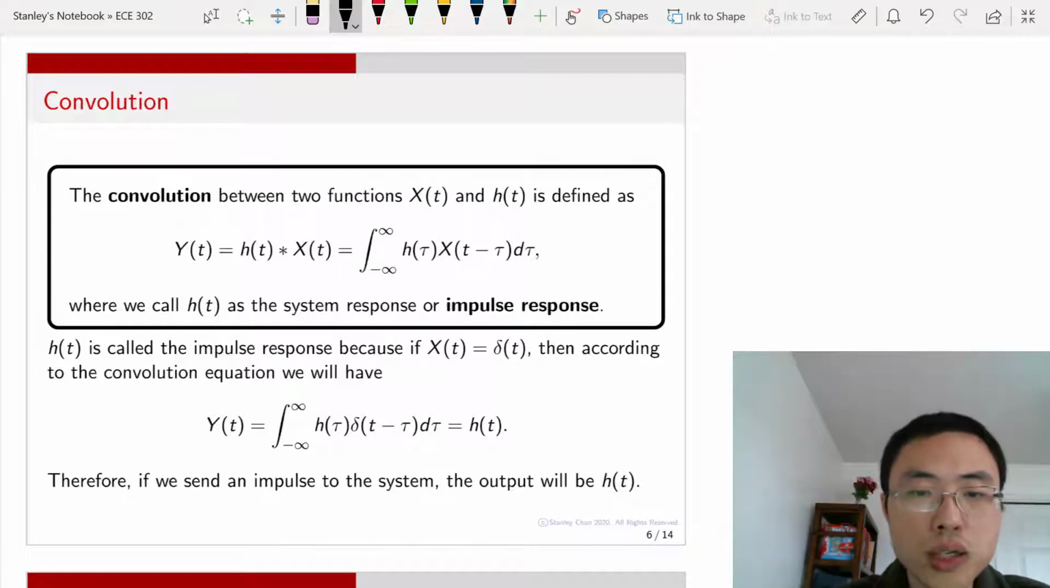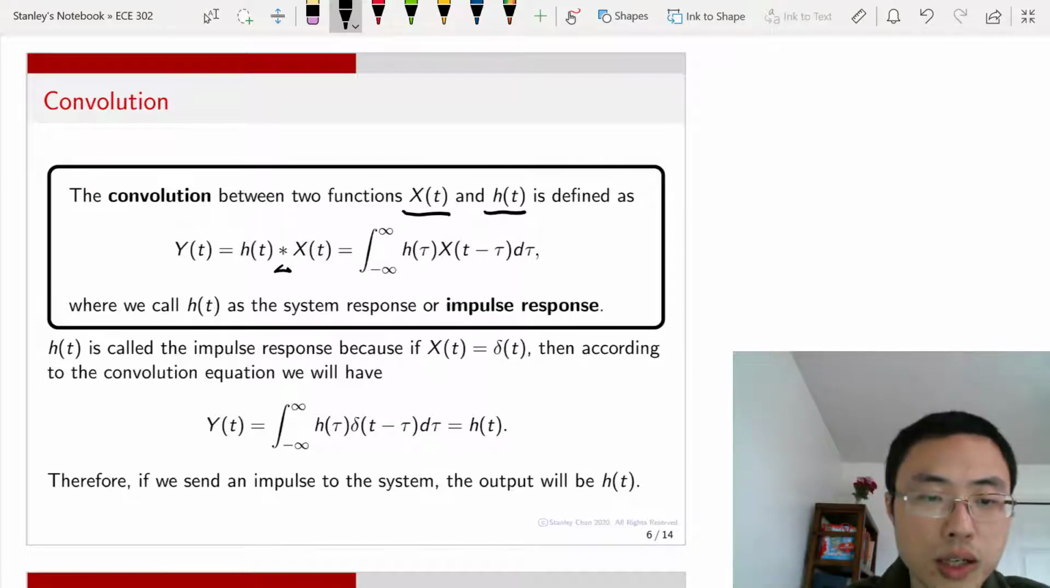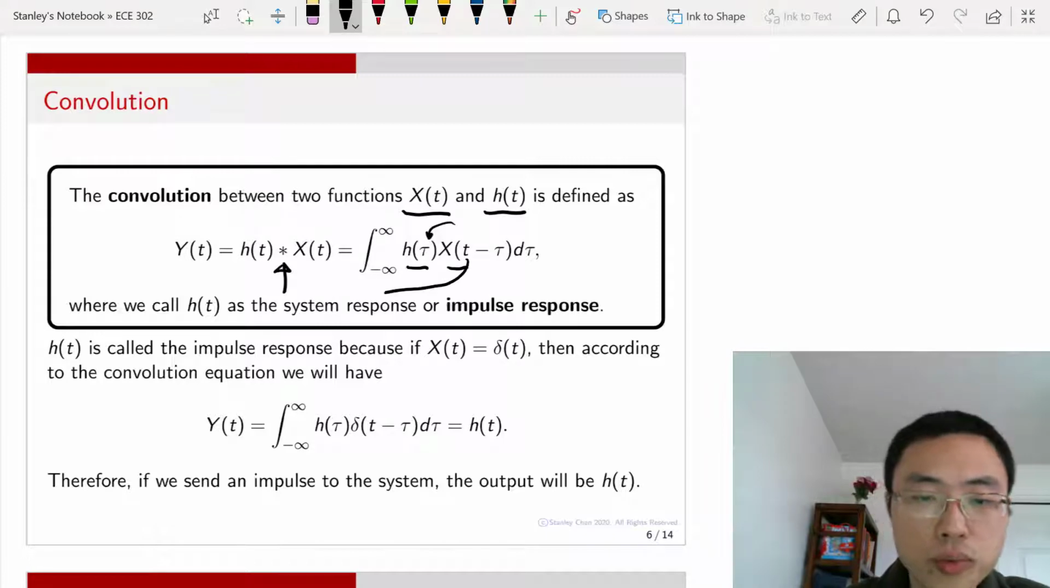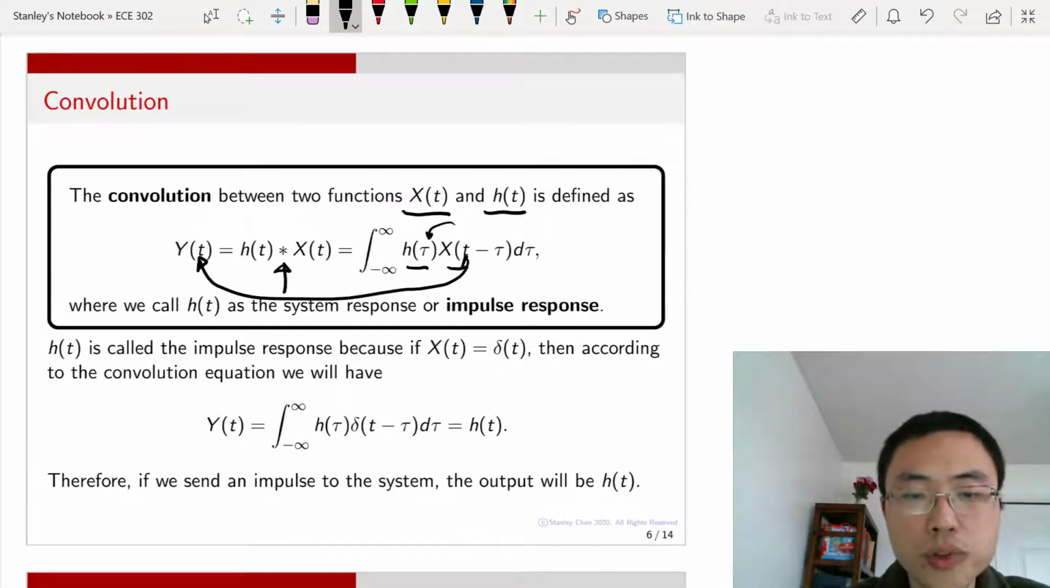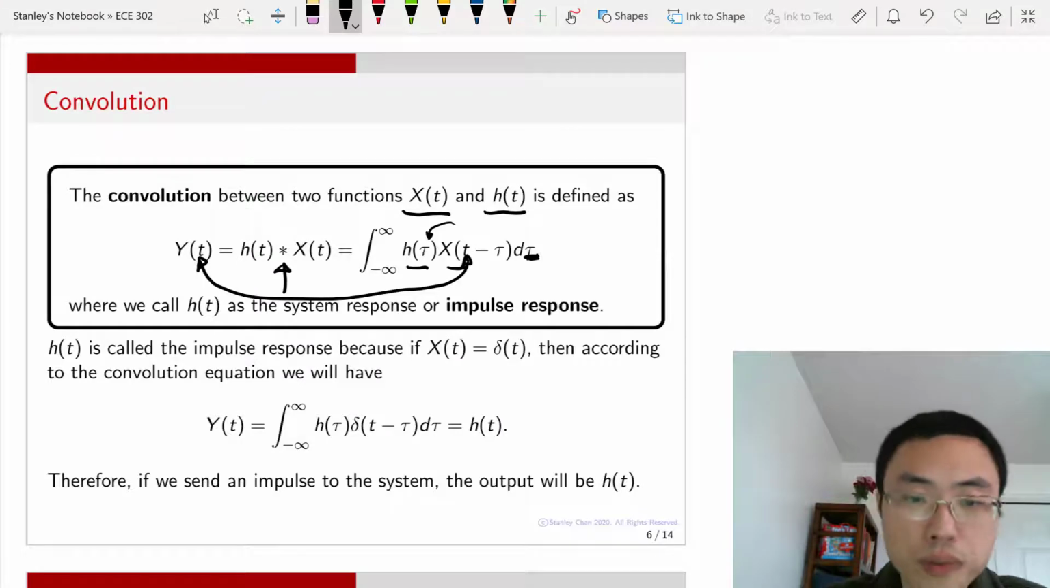The convolution between a function x(t) and another function h(t) is denoted by this star operation. And this star operation is defined as the integration of h and x, where the integration argument is tau, and then this t has to be matched with respect to your output. So this t is to match with this t, and then the tau is integrated over inside the integration.